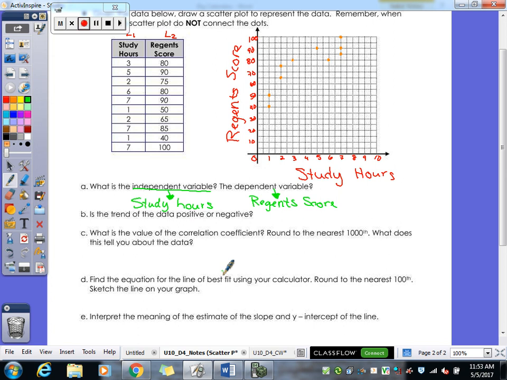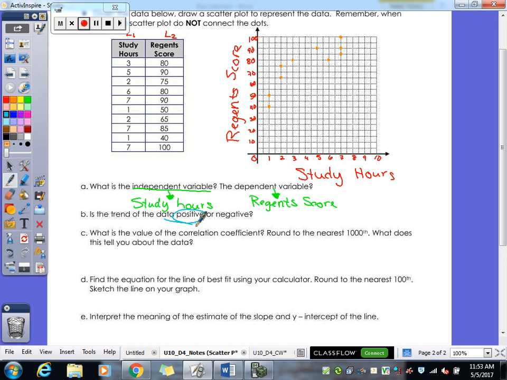Is the trend of the data positive or negative? So basically, if I were to draw my line of best fit, would it be a positive slope or a negative slope? Positive. So this would be positive. It's exactly what your slope would be.